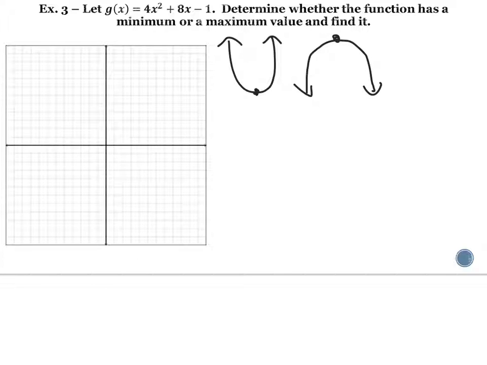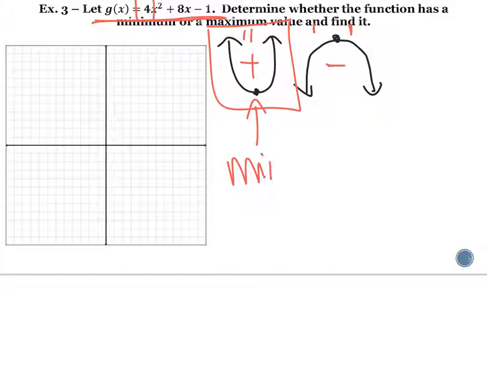So our parabola right here, we have to decide, is he going to be positive like this guy, or is he going to be negative like this guy? Is he going to be a happy parabola or a sad parabola? This one, the 4 is positive, so we know he's going to be happy. So that means this guy is our minimum. We're going to have a low point on our parabola. Okay? So that means we have to find it.